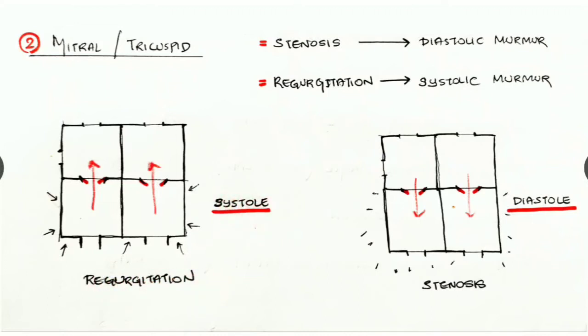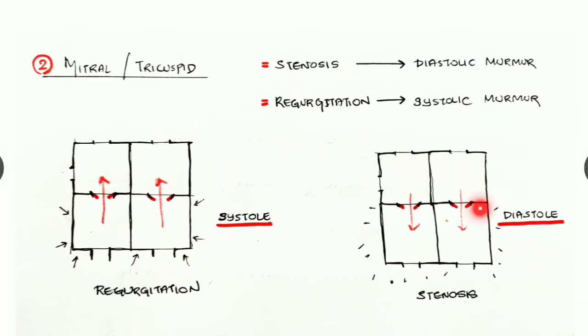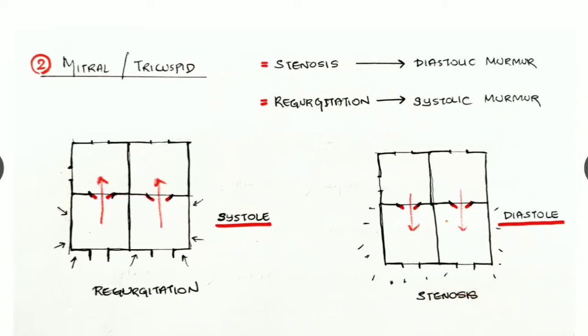That is, in systole, if there is regurgitation, then the blood flows from the ventricles to the atrium, and there we can hear the murmur. So the regurgitation of the tricuspid and the mitral valve can be heard at systole as the systolic murmur. Whereas if there is stenosis, then it is seen only in diastole.